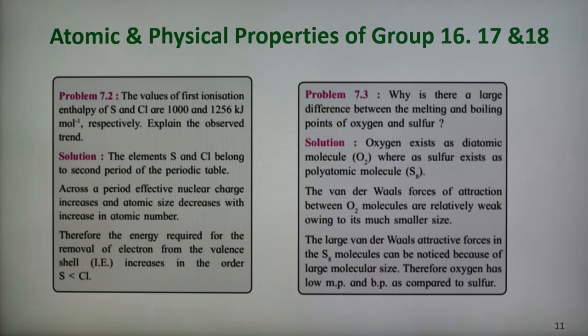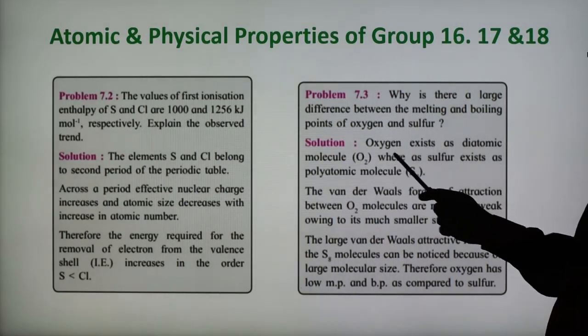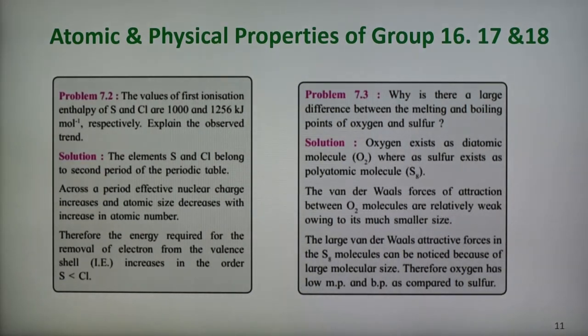Why is there a large difference between the melting point and boiling point of oxygen and sulfur? The reason is also given here. Oxygen exists as a diatomic molecule, as we know, whereas sulfur exists as a polyatomic molecule, that is S8. Oxygen exists as O2 and sulfur as S8, and therefore the van der Waals forces of attraction between oxygen molecules are weak due to their much smaller size.